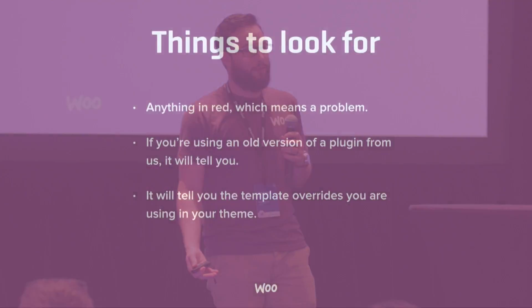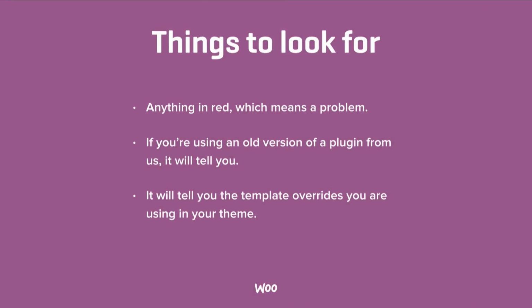Okay, so things to look for on your System Status Report are things in red. That's your main red flag, right? Universal color. If you're using an old version of a plugin or a theme from us, it'll let you know, and you'll say, hey, there's a new version out, you should probably update. That might solve your issues. And it'll also tell you if your theme is overriding any default WooCommerce templates, so you can fix that. And it'll tell you if those templates are out of date. So it may be that they're out of date, it may be that they're just doing it wrong.